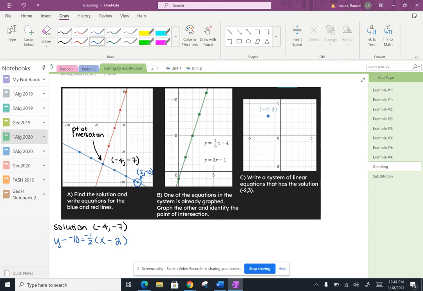Now we're going to simplify this equation a little bit because I've got a double negative right here. And so we can rewrite the equation as y plus 10 equals -1/2 times the quantity of x minus 2. So that's an equation for the blue line. And there's more than one correct equation. We could have picked any point on that blue line, or you could have written it in slope-intercept form. So for the red line, let's write that one in slope-intercept form.